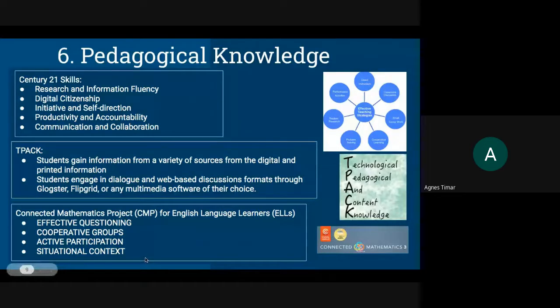Pedagogical knowledge. Throughout our lessons, we used 21st century skills. It means that our lesson is based on research and digital citizenship. It's making sure that it involves communication and collaboration. As well, we make sure that, using TPACK, students will gain information from a variety of sources.